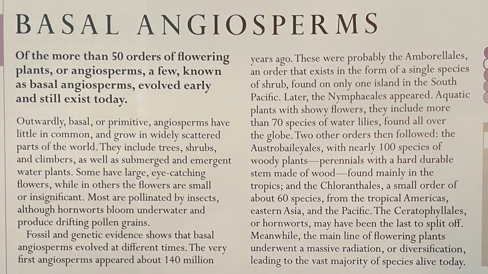Most are pollinated by insects, although hornworts bloom underwater and produce drifting pollen grains. So there are different ways that they reproduce. There are all of these differences, and yet these aren't in a clade. So they're not in a branch. They're very diverse. And so why would they not be put into a clade? So think about that. And then as we study the other ones, think about why they might be put into a clade, or why that clade might not work very well.